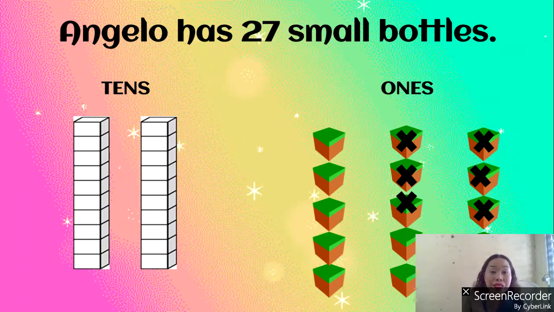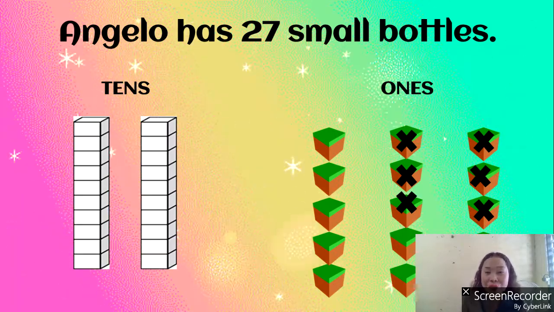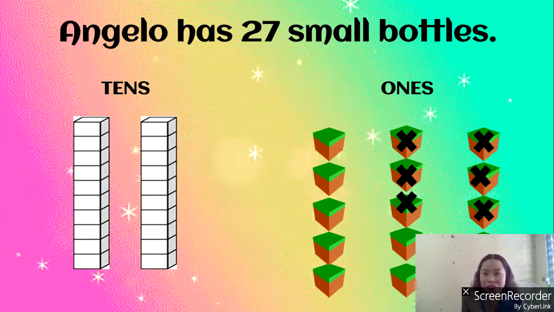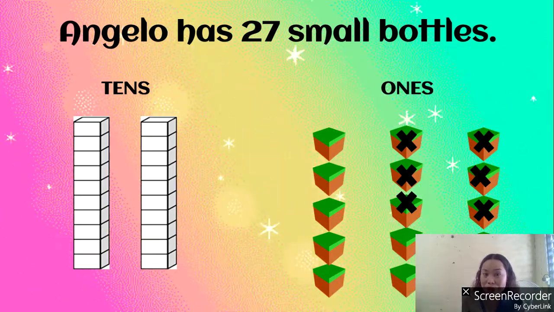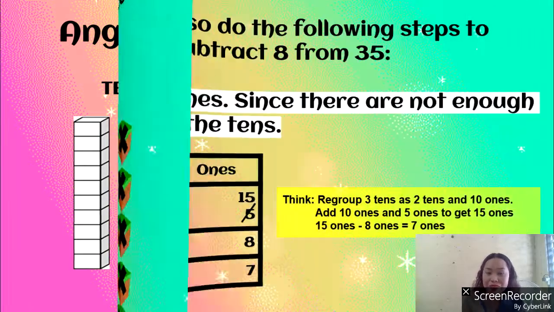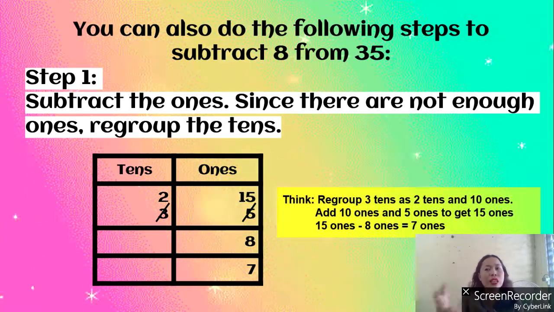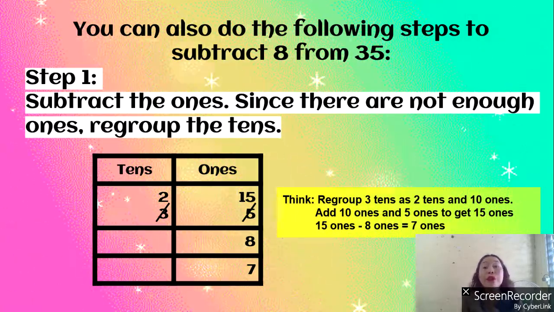Now, that says Angelo has 27 small bottles, alright? After we have taken away 8. So, Angelo has 27. So, we can also do the following steps to subtract 8 from 35.